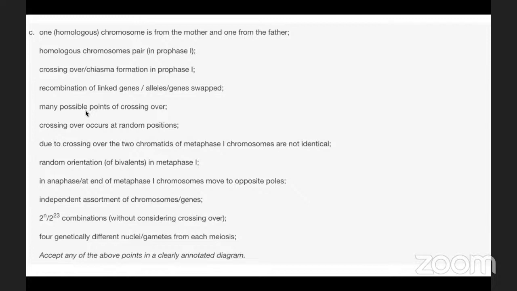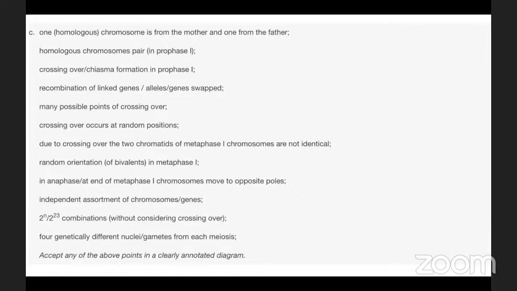And then ini yang is not covered as much in our syllabus, but please remember this. There are many possible points for crossing over. Sebab crossing over bukannya dia cucuk hujung ke hujung je, but crossing over can occur at any point in the chromosome, because we know that one chromosome can carry dozens and sometimes hundreds of genes. So any one of these genes could be a possible point for crossover. So itu dah banyak dah variation here.